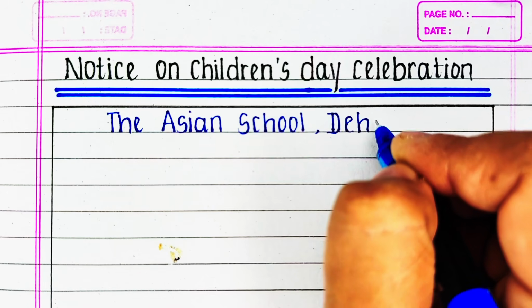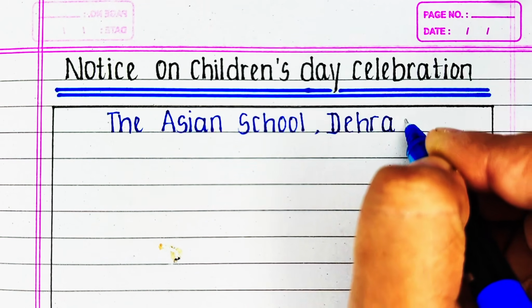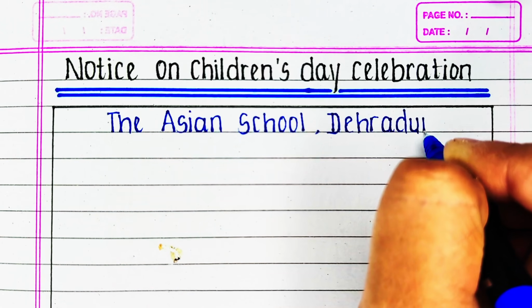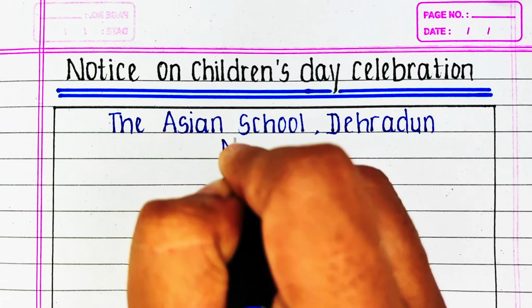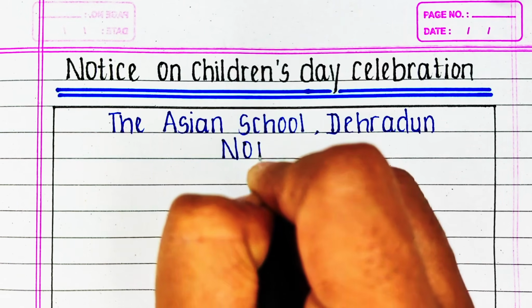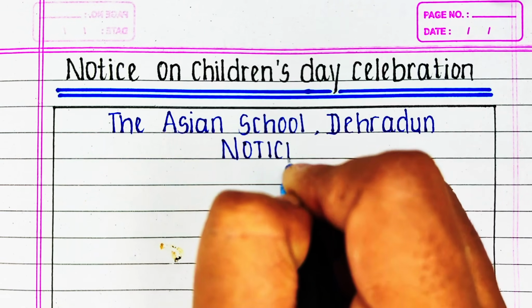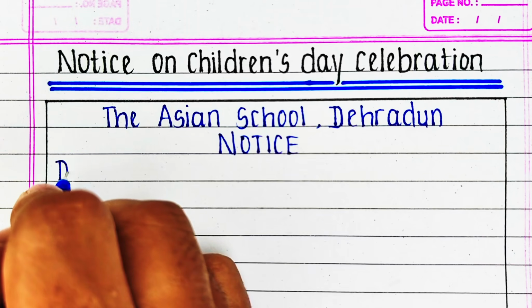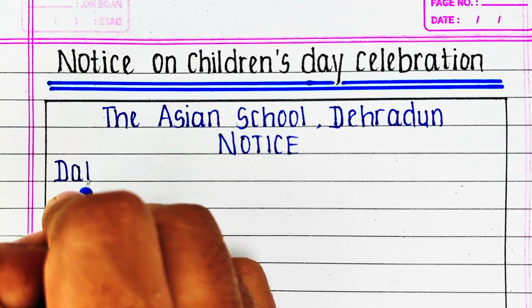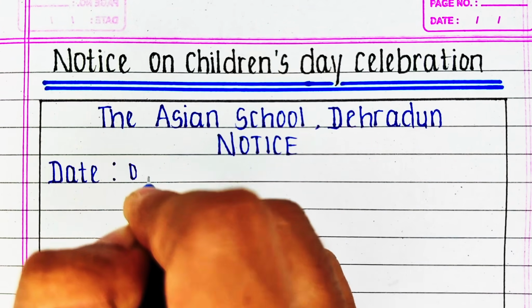First, start with the name of your school in bold letters along with its address. Here, for example, I am writing the Asian School, Dehradun.